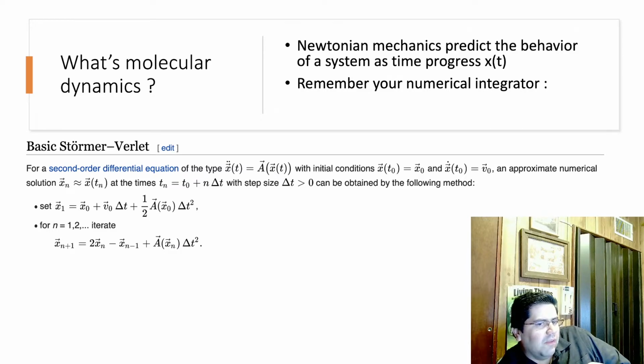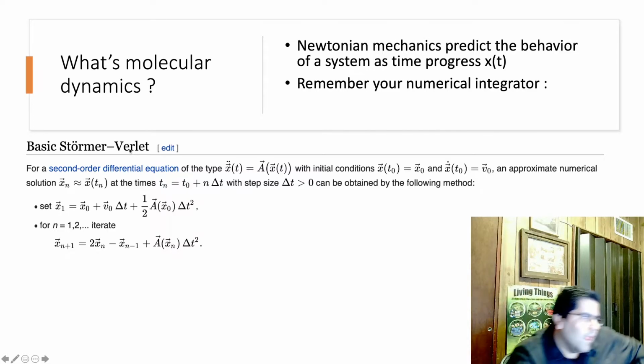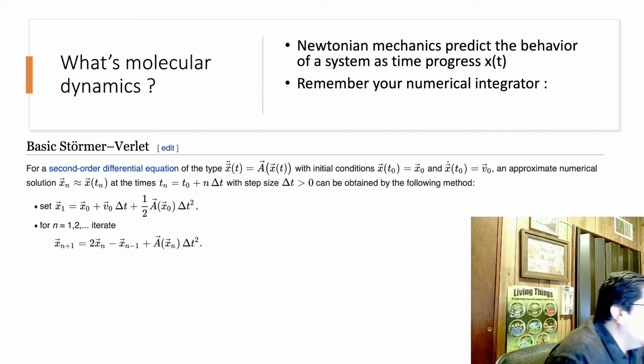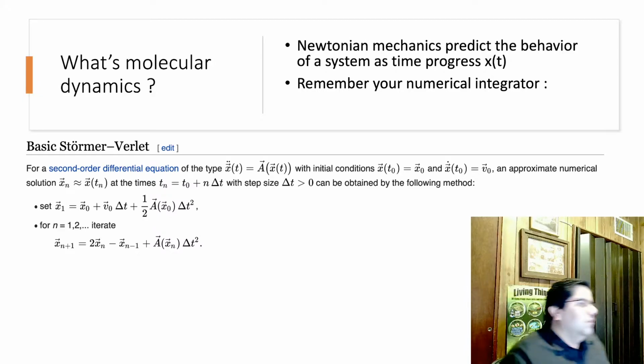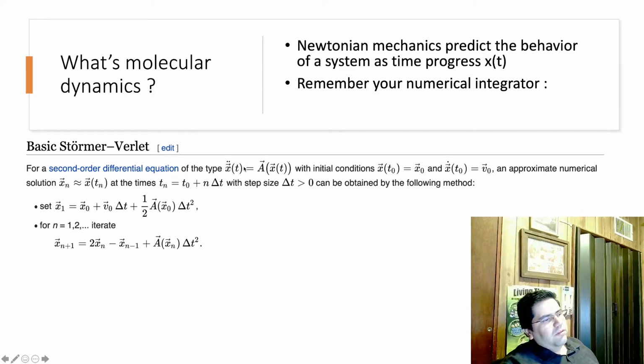The one I'm going to explain right here is the basic Störmer-Verlet. And I'm going to read right now. For a second order differential equation of the type, and probably some people are going to understand this, we have the x and you have the two dots on the upper index, right here. That means that you're finding the second derivative of the position versus time.